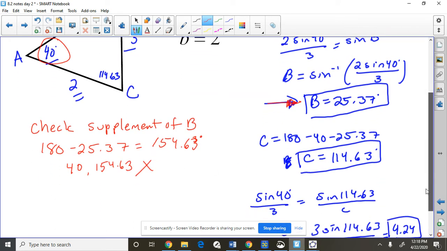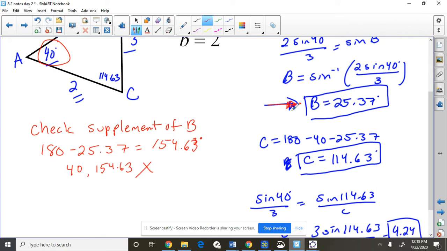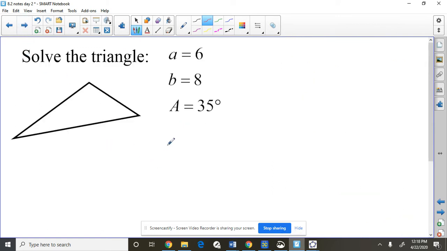So when we say check the supplement, you find the supplement of the angle you found first using law of sines, and then you check if those angles add up to less than 180 so that there could be an angle C. If I use this 154.63, my angle C would be a negative angle, which does not work. So that's the case where there's only one triangle. Guess what? We have a two triangle case. So here's the last example.